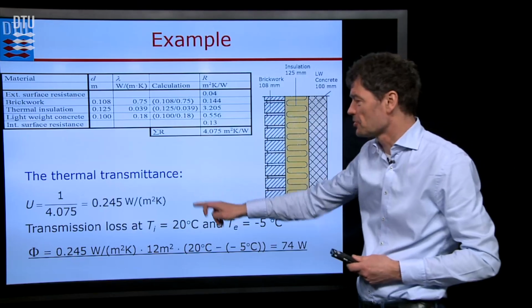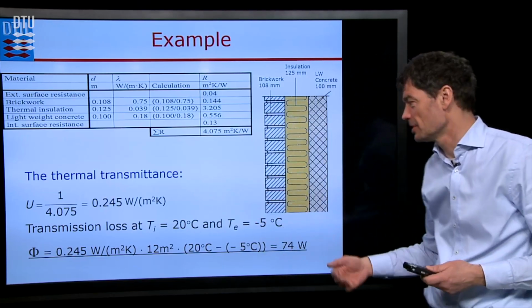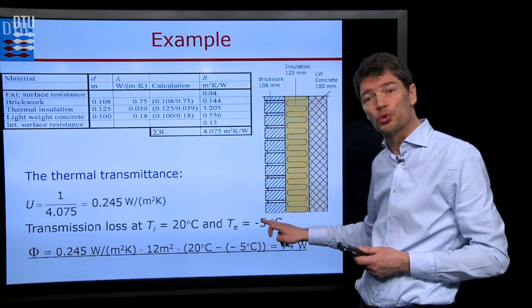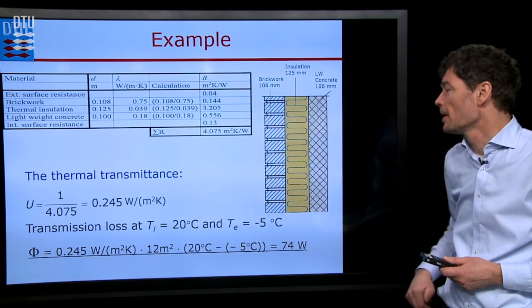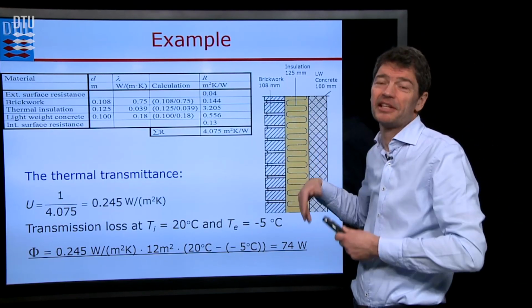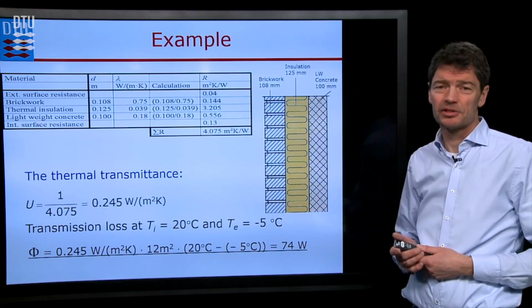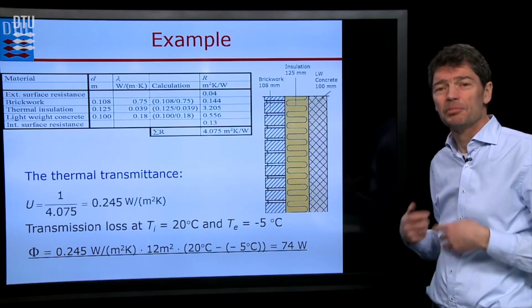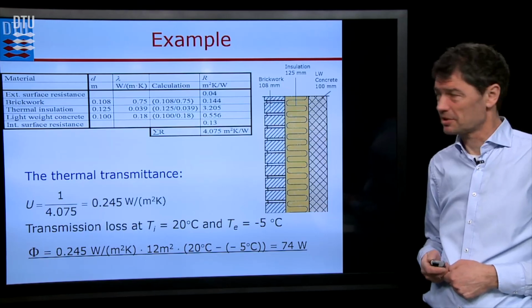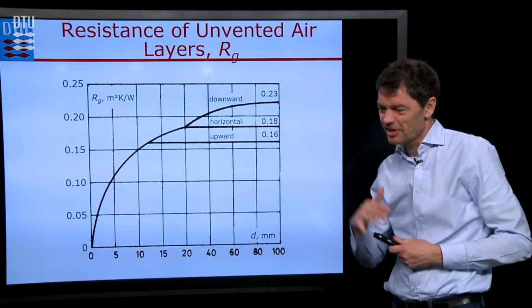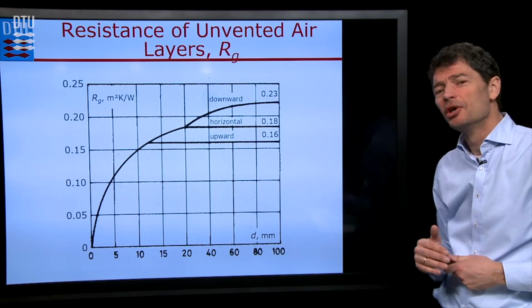So the U value, together with a temperature difference, which in the example is given as altogether 25 degrees centigrade, and the wall having an area of 12 square meters, means that in this case we can calculate the total heat flow through the wall, being 74 watts.